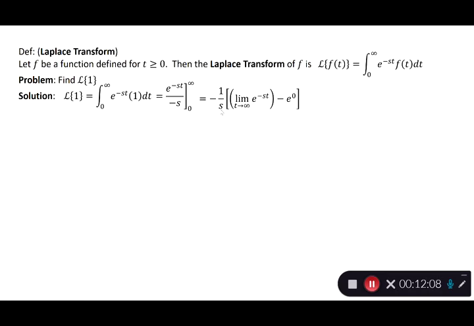Are we cool? Okay, now the question boils down to, what in the world is the limit as t approaches infinity of e to the negative st? As t goes to infinity, can we say st gets bigger and bigger, so e to the negative st gets smaller and smaller, approaches 0? Can I say that?